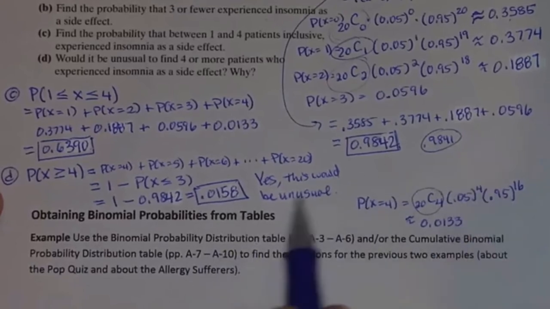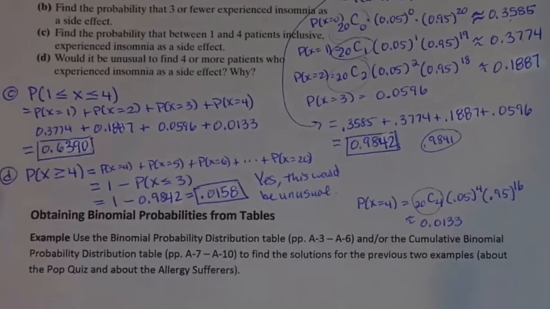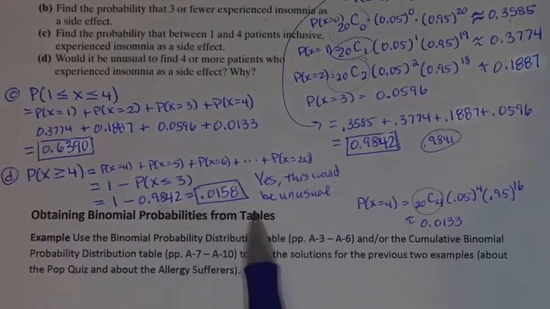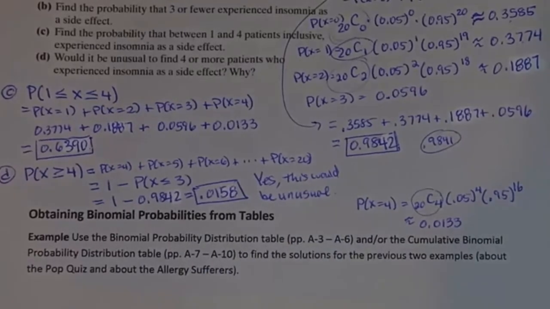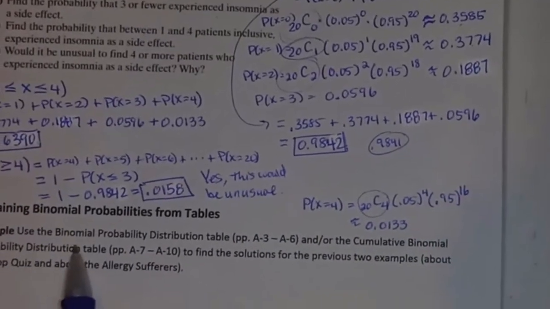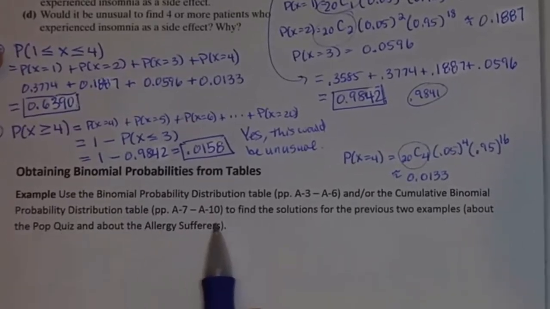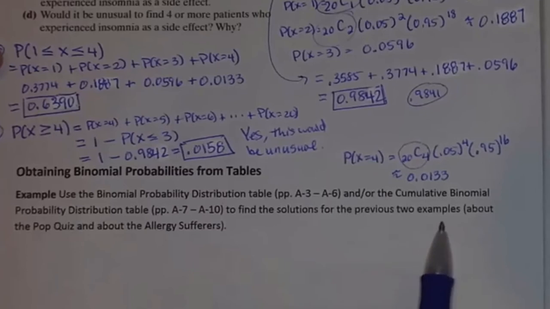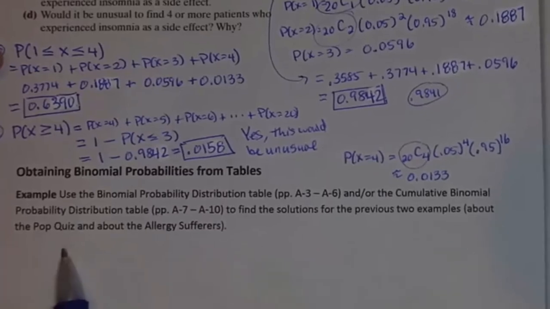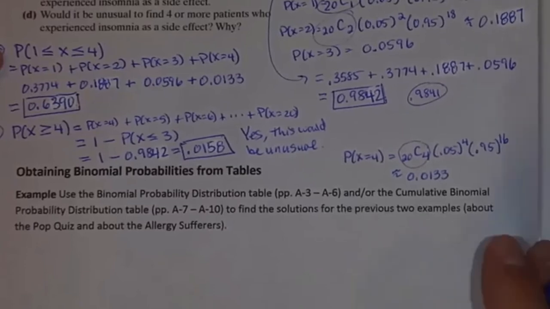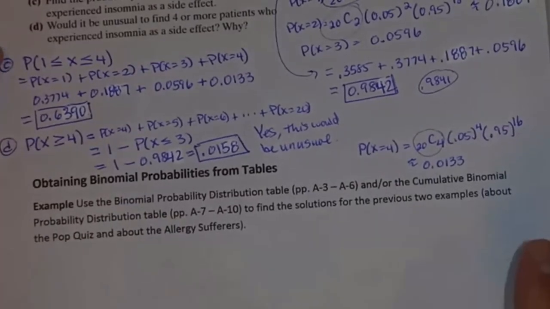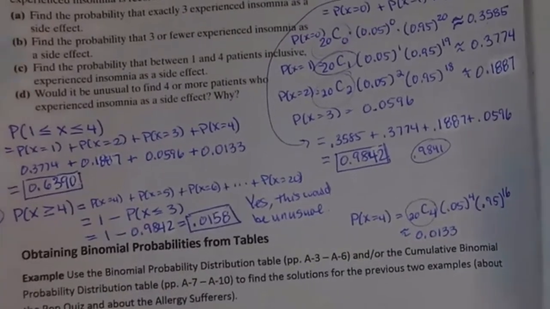Okay, again, there's not enough difference there to worry about, but the table would be a little more accurate. So for example, use the binomial distribution table and or the cumulative binomial table to find the solutions to the previous two examples about the pop quiz and about the allergy sufferers. I'm not going to write it out here, but that's what I did to show you.